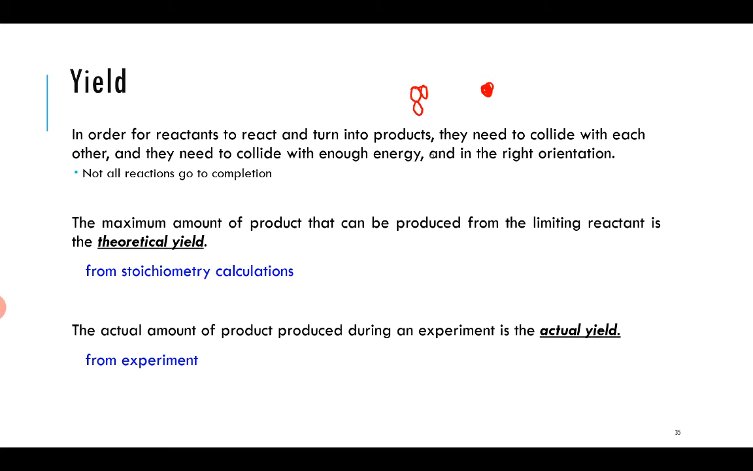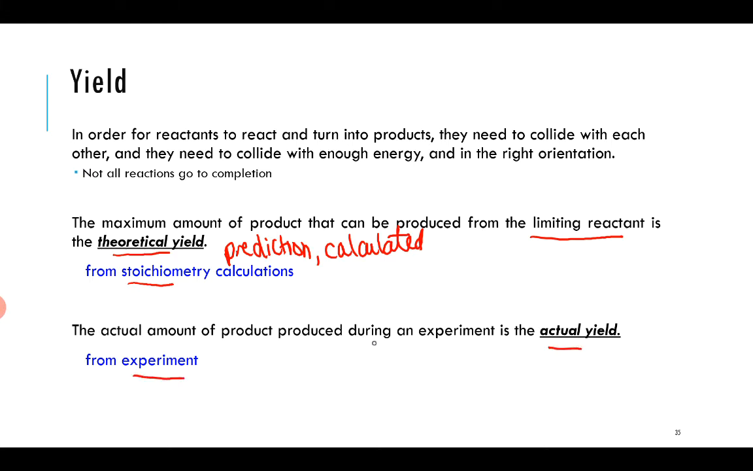All right, so they have to bump into one another. They have to have enough energy. But the maximum amount of product you can make from the limiting reactant is called your theoretical yield. And so your theoretical yield is a prediction. It's a calculated value. And your actual yield is experimentally determined. That's how much you actually made.